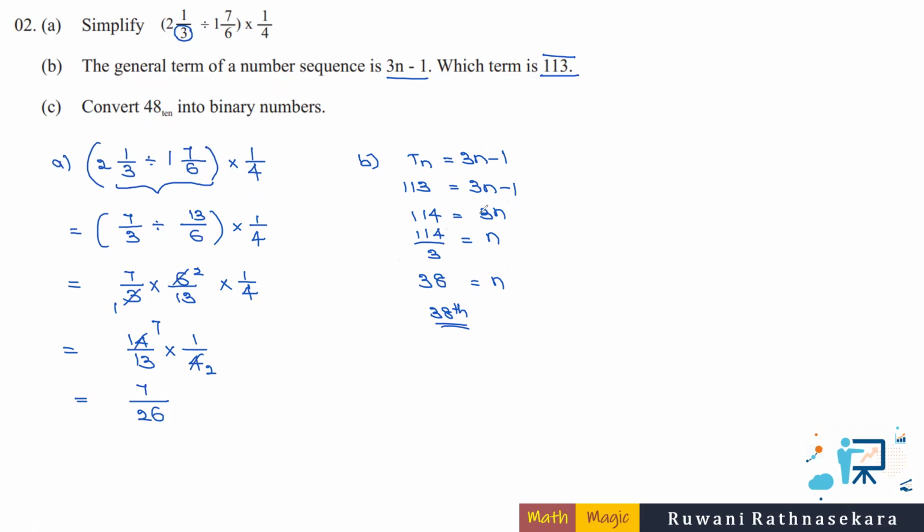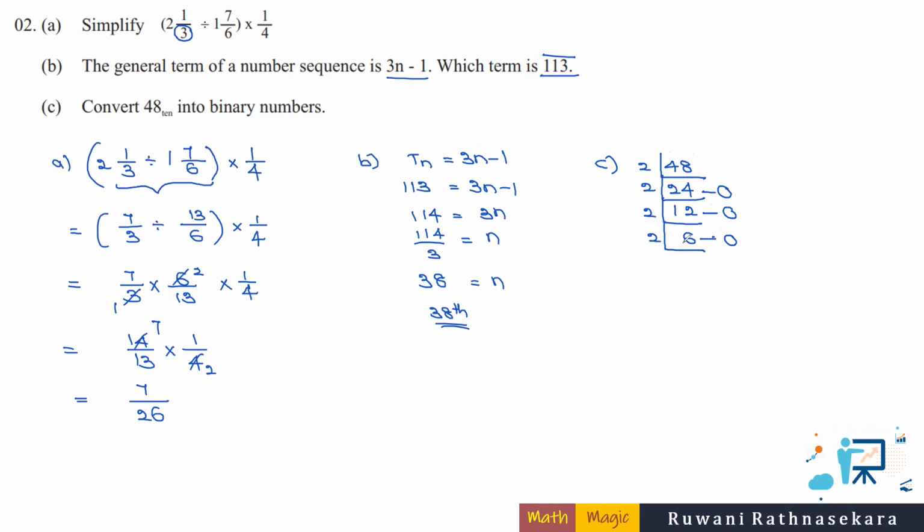Right? Then in the next question, when you convert this number into a binary number, a base 2 number, you must divide this number by 2 only, with the remainders written in front. 2 times 24 is 48. There's no remainder. 24 divided by 2 is 12. No remainder. 12 divided by 2 is 6. No remainder.